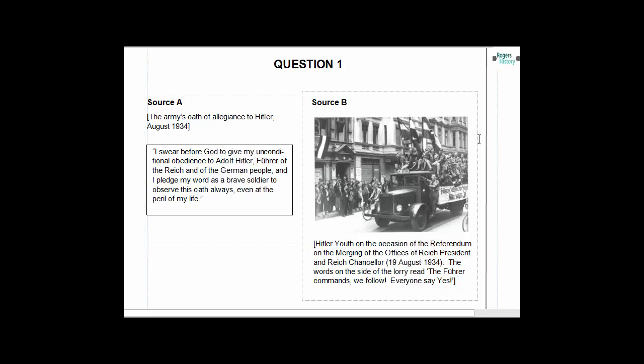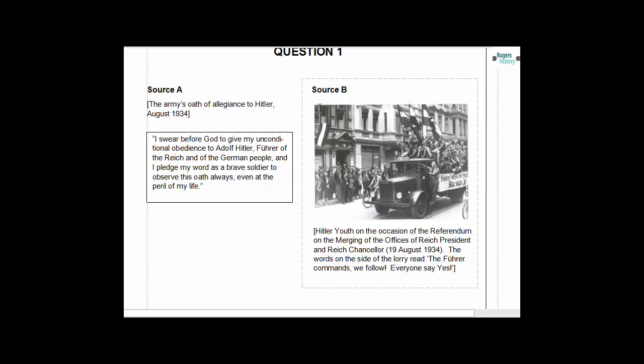In terms of how to answer this question, the first thing to do, just concentrating first on the visual source: you'll need to look into the picture and extract relevant details. And the examiner recommends that you try to pick out at least 2 relevant points.